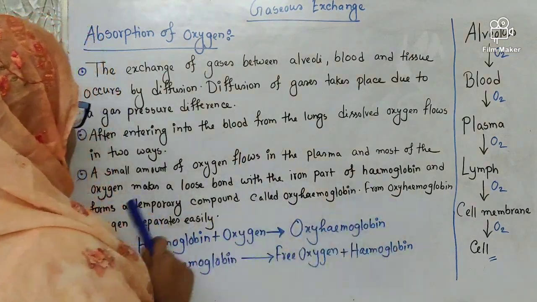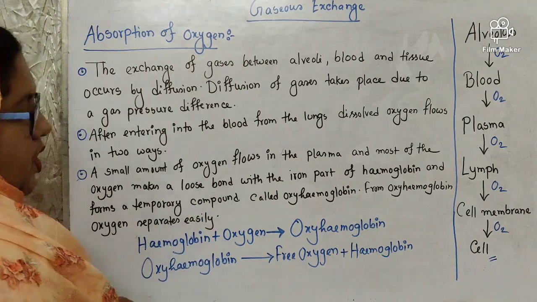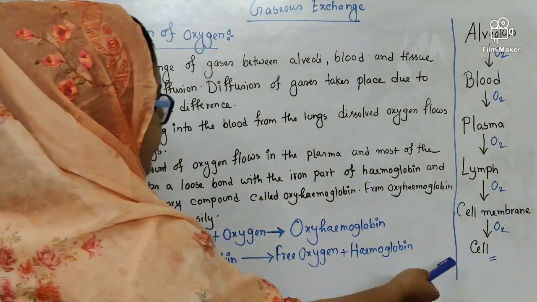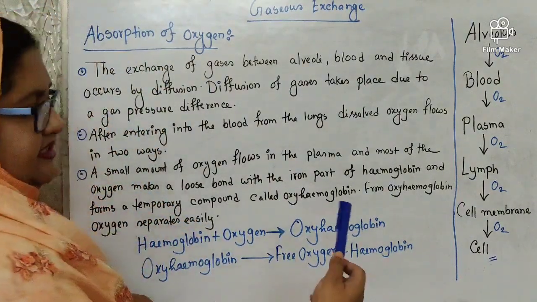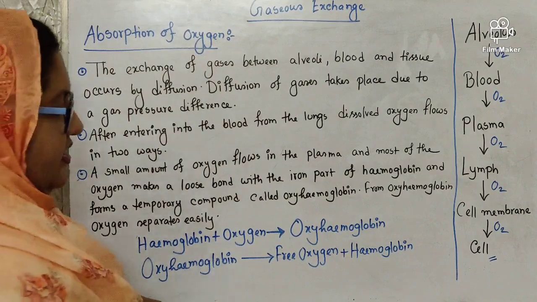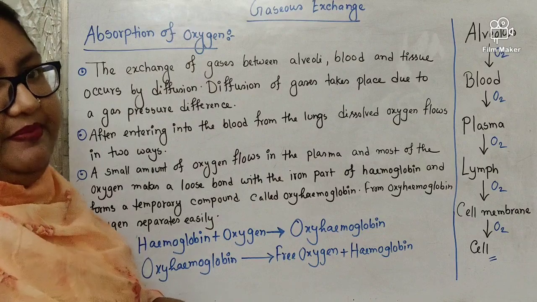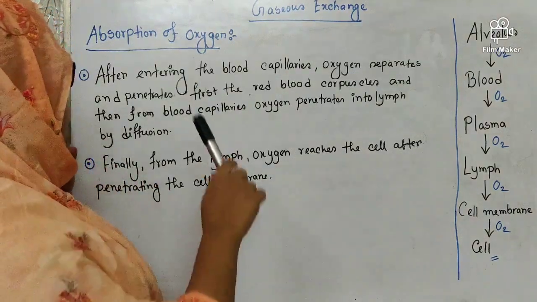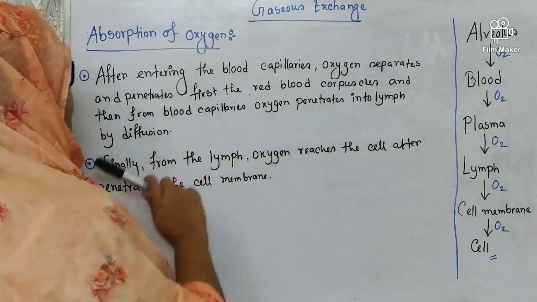From this oxyhemoglobin, oxygen separates easily. So when oxyhemoglobin reaches the cell, it becomes separated. That means free oxygen is transported to the cell and the hemoglobin becomes separated, then it again comes back to the red blood cell. So the next point is, after entering the blood capillaries, oxygen separates.